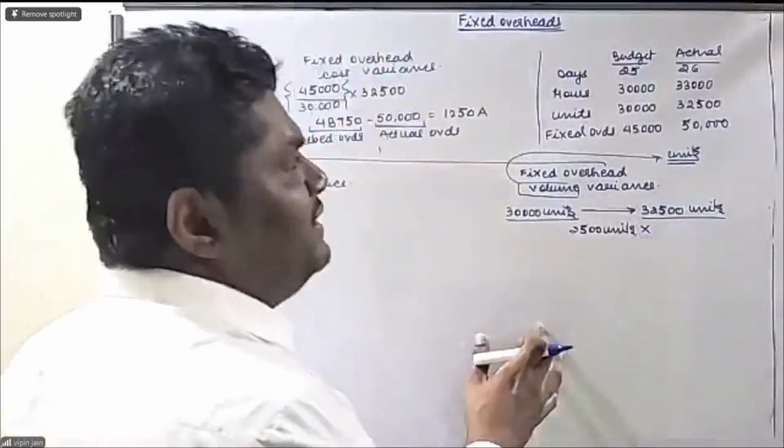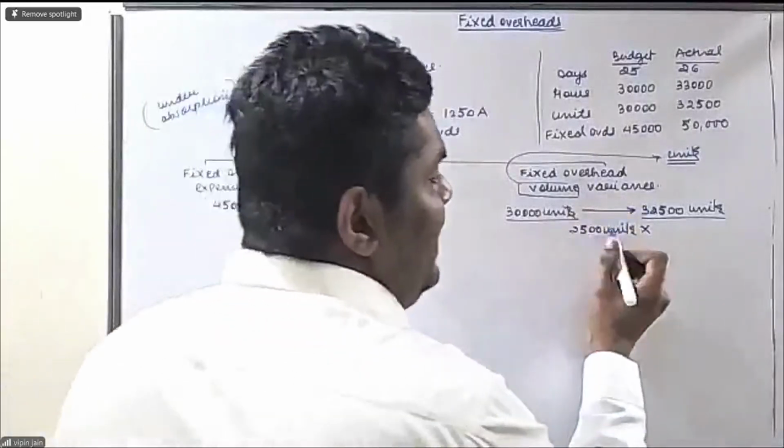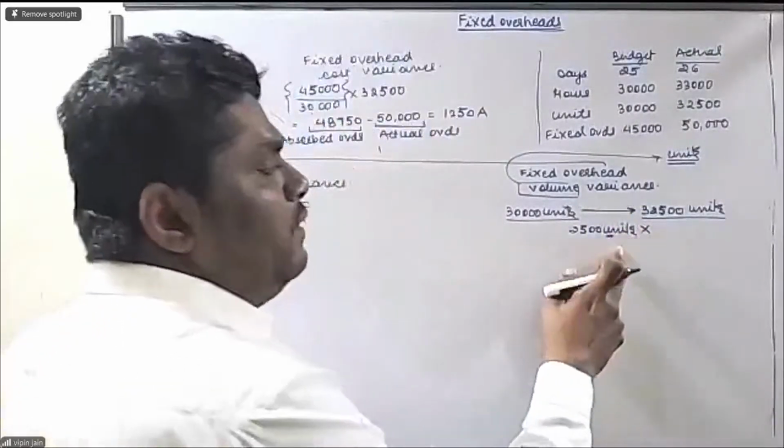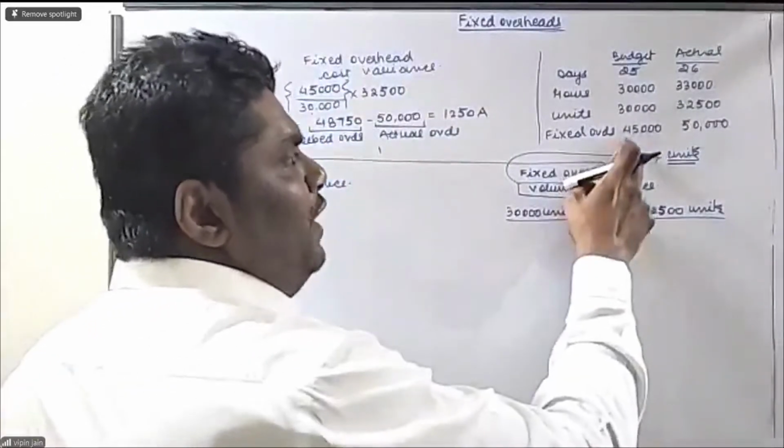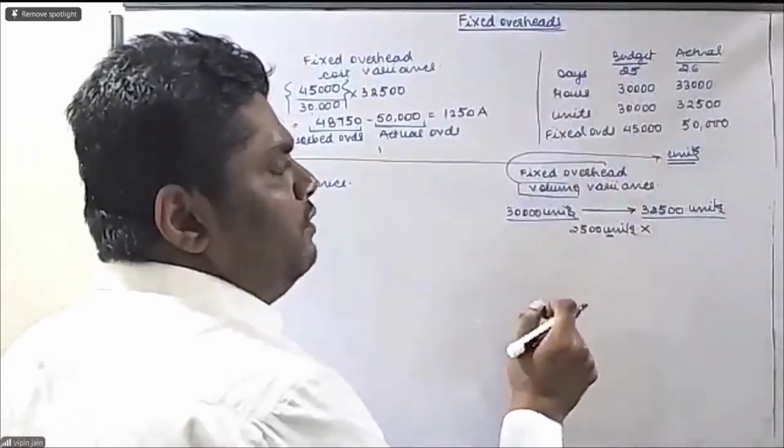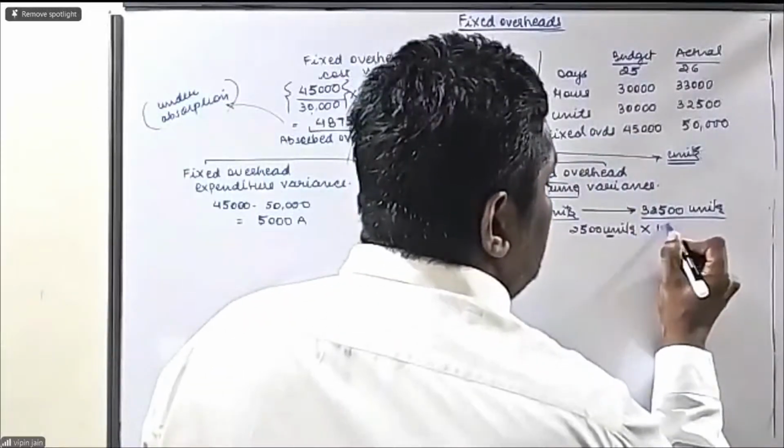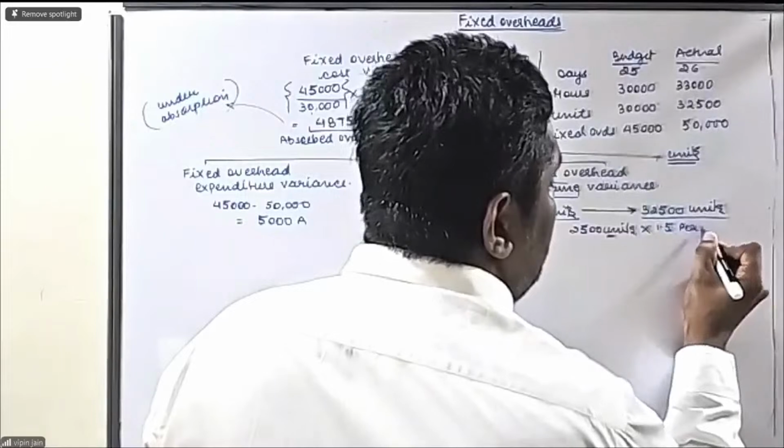So it's a good sign for the company, into the budgeted rate. When talking about budgeted rate, since we have calculated units, we'll be calculating the rate per unit. So 45,000 overheads for 30,000 units. So what will the per unit rate be? 1.5 per unit.